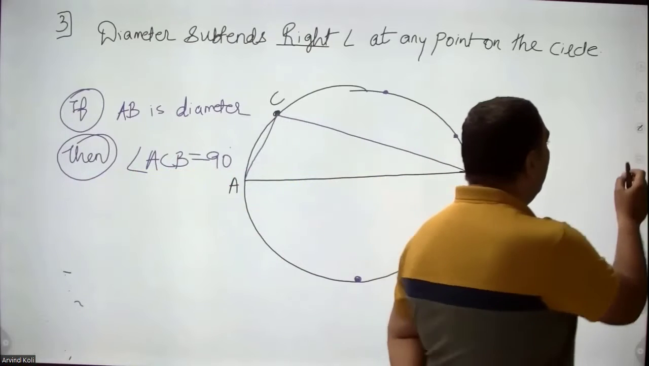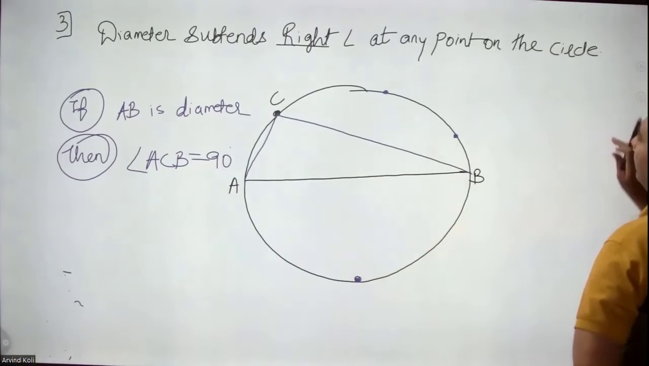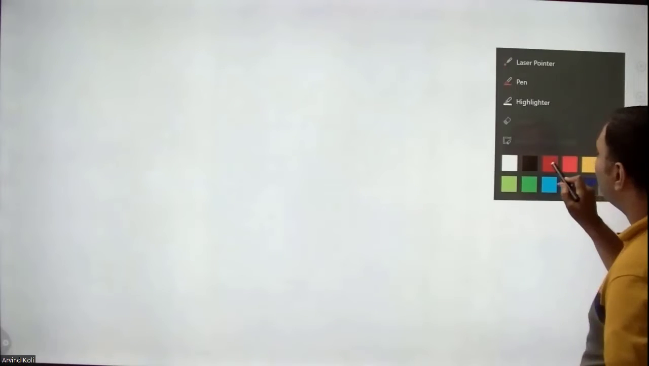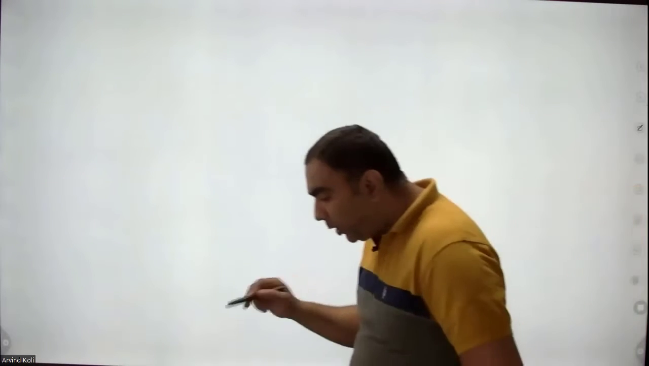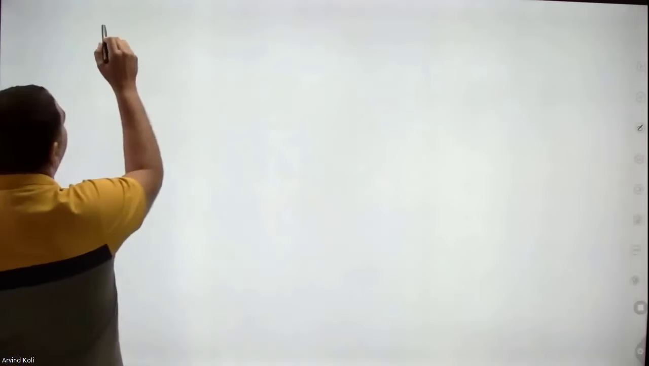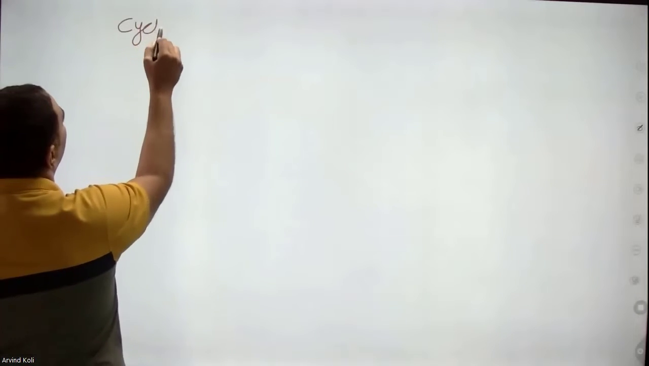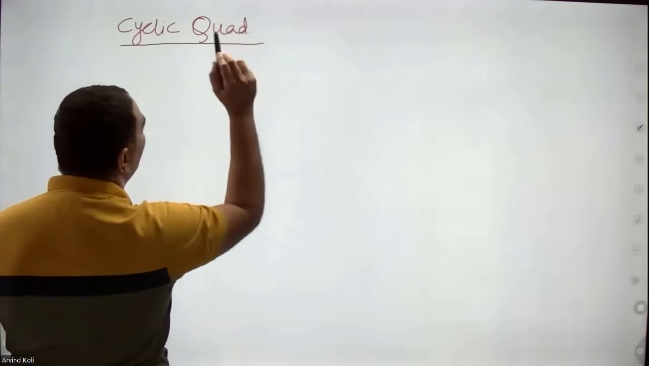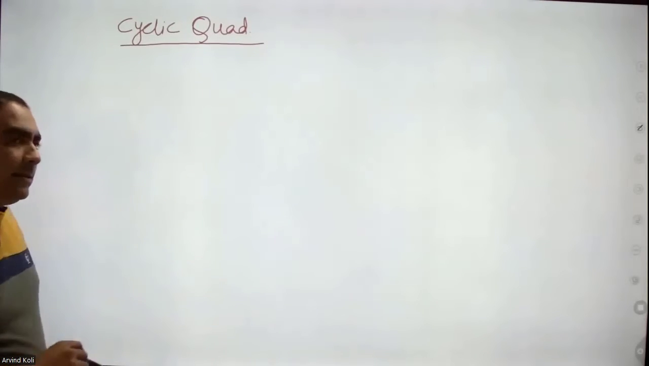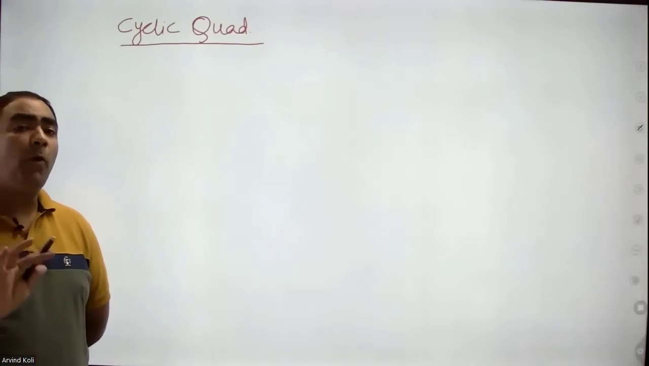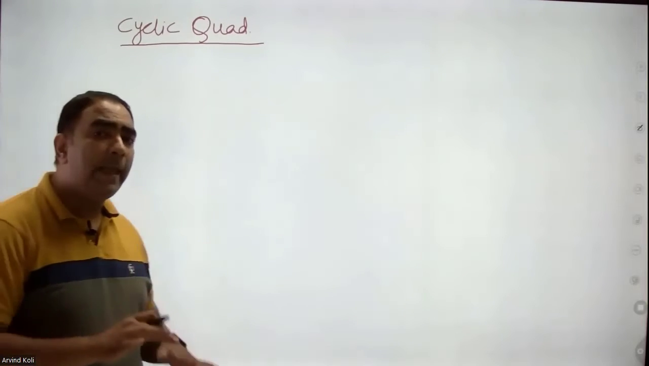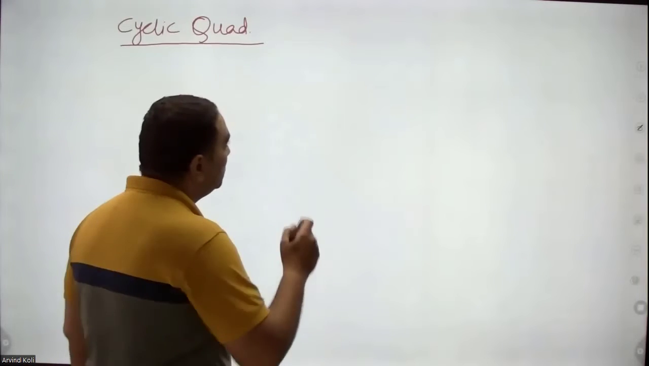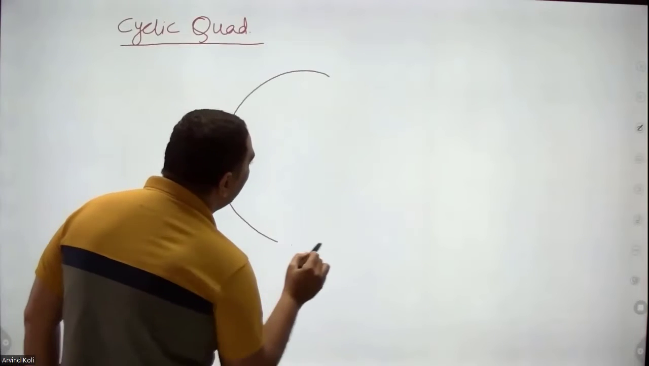Number 4 is related to cyclic quadrilateral. Now, students, do we remember our cyclic quadrilateral? What do you mean by cyclic quadrilateral? Cyclic quadrilateral is a quadrilateral whose all the 4 vertices lie on the same circle. So, for example, something like this.